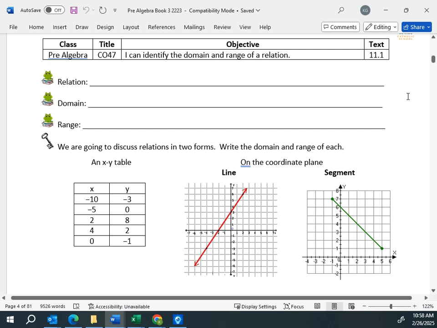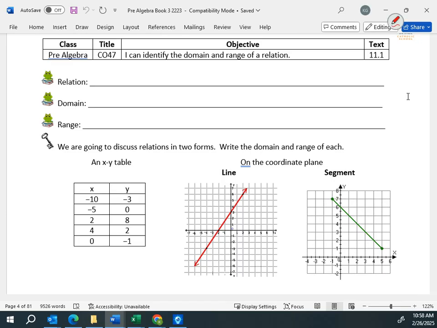Good morning. Today we are working on CO47. I can identify the domain and range of a relation. Lots of new vocab words here, so let's not try working ahead. Let's just listen to what these vocab words mean so we'll be able to do the work.